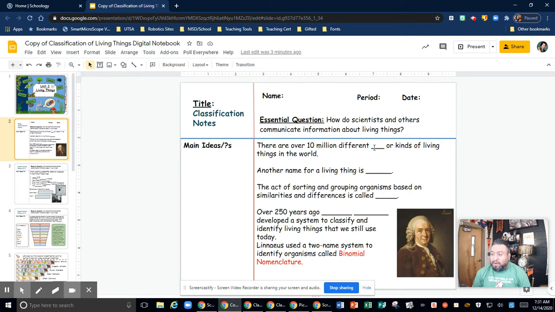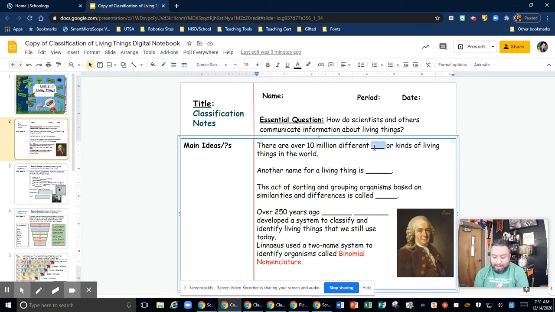So first off, let's go ahead and start at the beginning. There are over 10 million different species, okay? Different species or kinds of living things in the world. Another name for a living thing, you guys already should know this, is called an organism. The act of sorting or grouping organisms based on similarities and differences is called classification. And that's what a dichotomous key is all about.